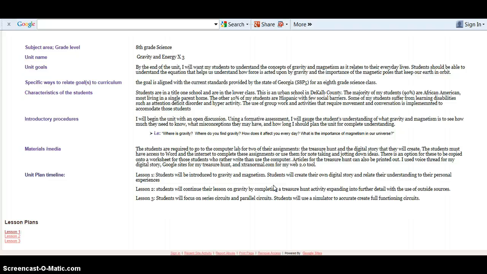In lesson 2, students will continue their lessons on gravity by completing a treasure hunt activity, expanding into further detail with the use of outside sources. In lesson 3, students will focus on series circuits and parallel circuits, and will use a simulator to accurately create fully functioning circuits with the use of a worksheet. Lesson 1 is what I really want to go into detail about. Let's see if I can pull it up.